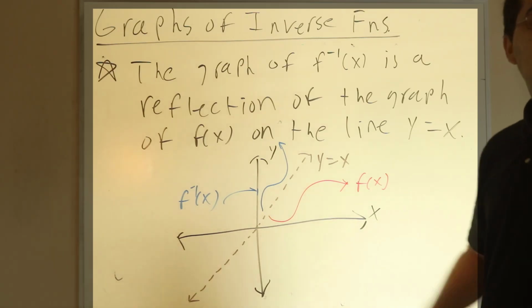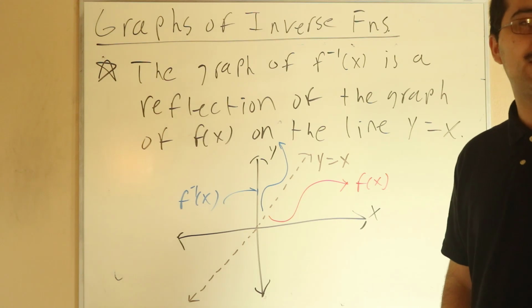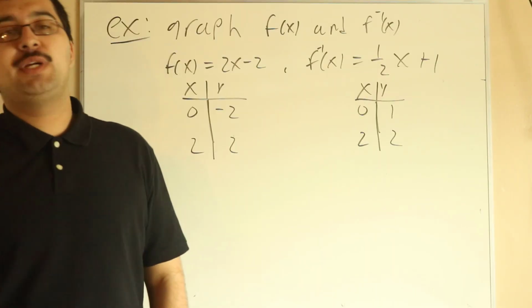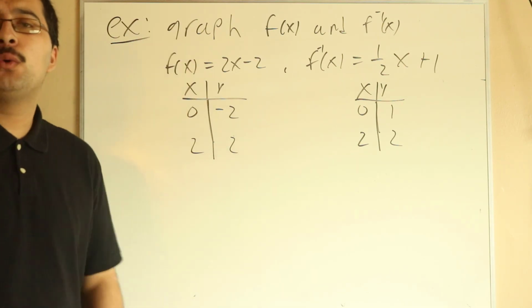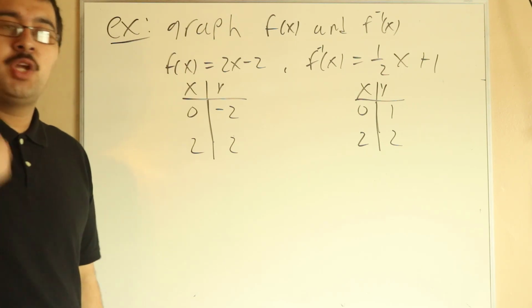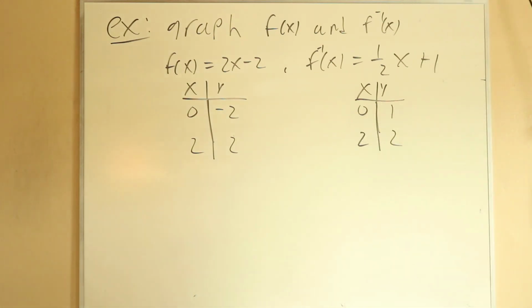So now let's go ahead and do a quick example involving graphing a function and its inverse. Let's graph f and let's graph f inverse on the same coordinate plane. So we're going to have f of x equals 2x minus 2. So this will then mean that f inverse of x has to equal 1/2 x plus 1.